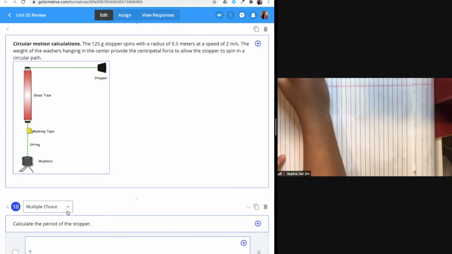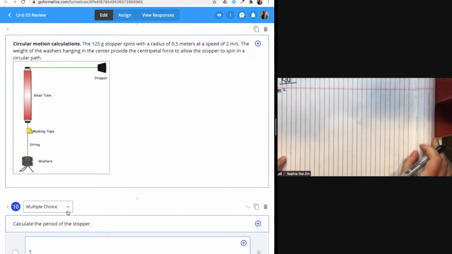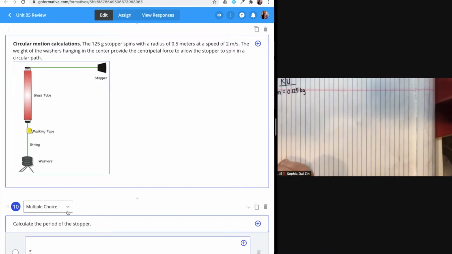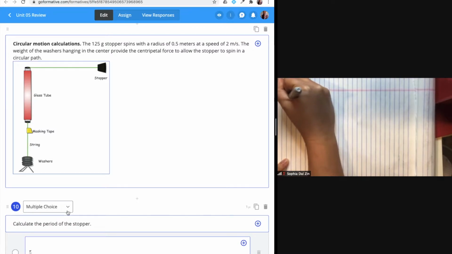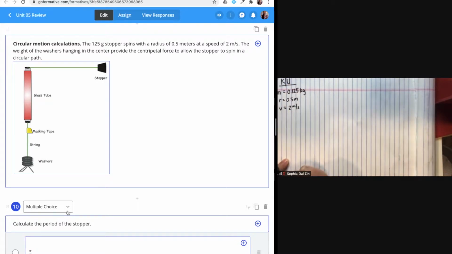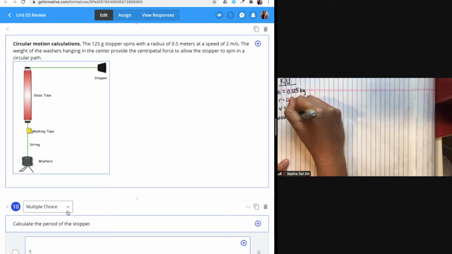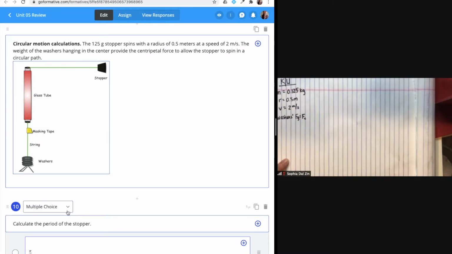If I'm listing my knowns and unknowns, things I know in this problem, I have the mass of the stopper, and the stopper is the object that's moving. So I'm going to call that M as 125 grams, or 0.125 kilograms. We have a radius of 0.5 meters and a speed of 2 meters per second. But it also gives me the washers. The washers are providing the centripetal force. So the washers' weight is going to be what's providing the centripetal force. So I'm going to keep that in the back of my head here.